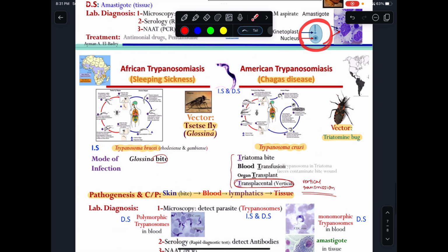Now we have our last disease, which is trypanosomiasis. If you remember, we have our African sleeping sickness and our American Chagas disease. And now when I see Chagas, I can't stop thinking about that one TikTok song. I know you know it.